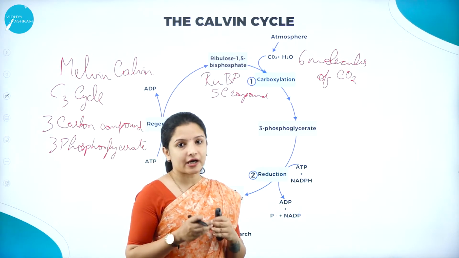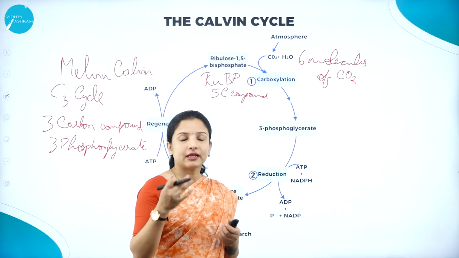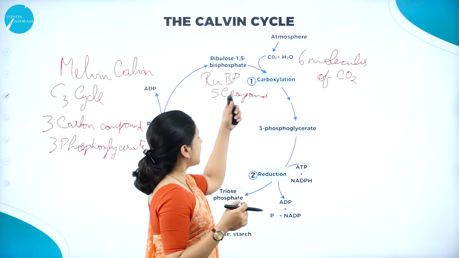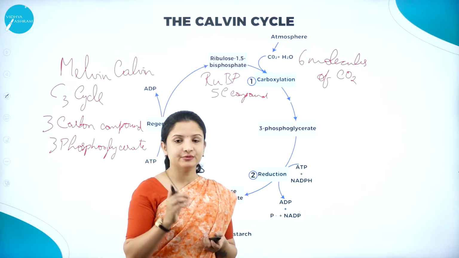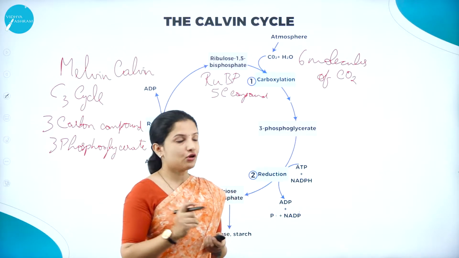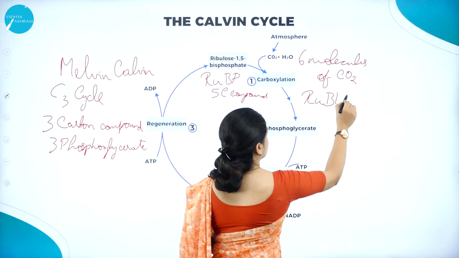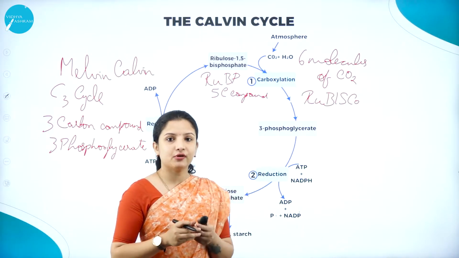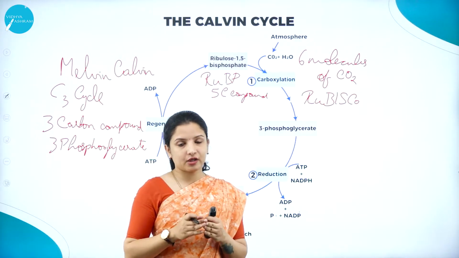which is being converted to a 6-carbon compound, right? If it has to be converted to a 6-carbon compound, there is one enzyme which helps. It is called the Rubisco enzyme. So this Rubisco enzyme actually helps in the splitting up of the carbon dioxide.